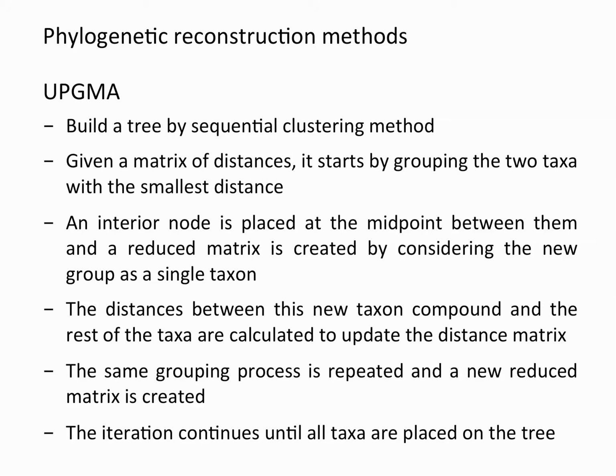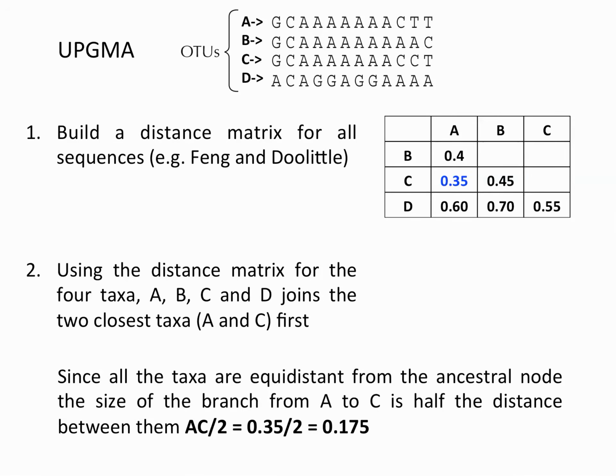Then you build a new distance matrix taking into account this new taxon as the combination of the two previous joined together, and repeat the same grouping process until all taxa are placed on the tree. Let's take an example of how it works in practice. Suppose that you have an alignment of 5 DNA sequences and you construct a distance matrix that represents the relationship between them.